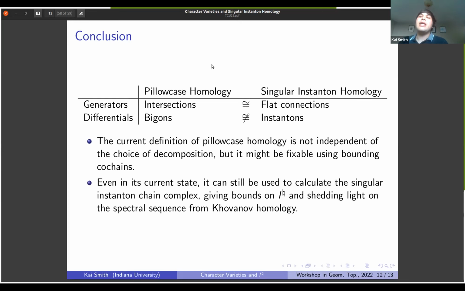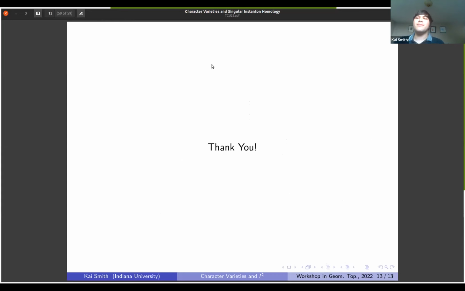But secondly, even in its current state, you can still generate the chain complex of Instanton homology. And so this alone lets you get bounds on the Instanton homology. And sometimes with other bounds, that's enough to tell you exactly what the Instanton homology of a knot should be. And furthermore, it sheds some light on the spectral sequence from Khovanov homology to Instanton homology, which is sometimes sort of mysterious. So yeah, that is what I had to say. And thank you for listening.